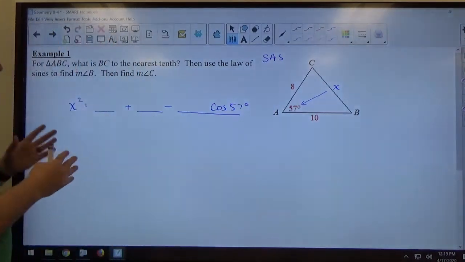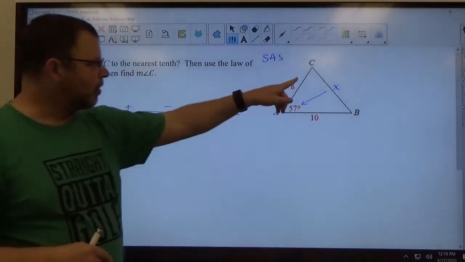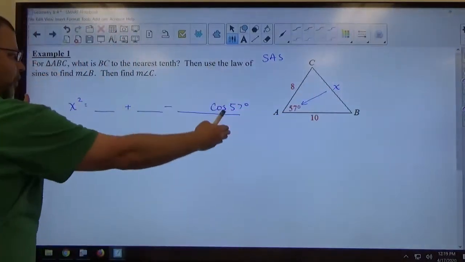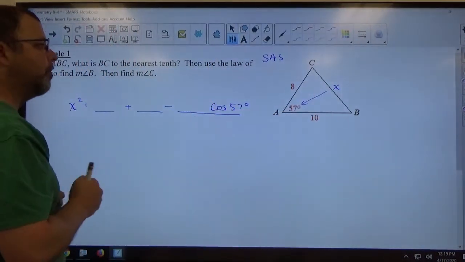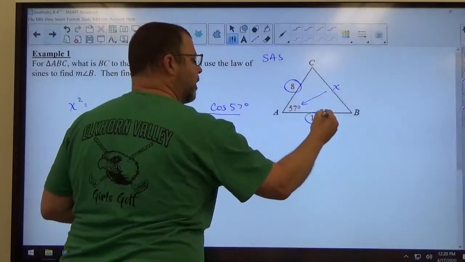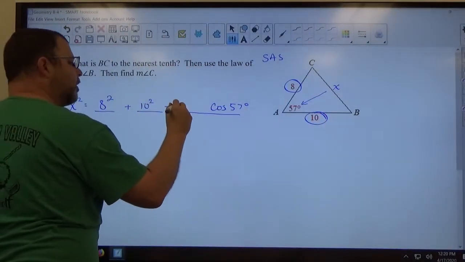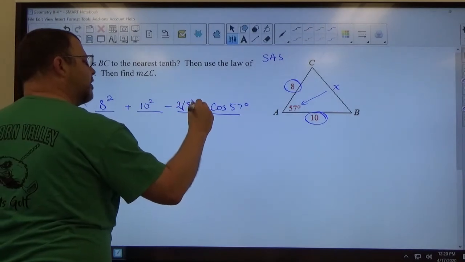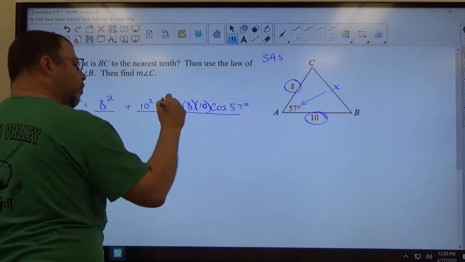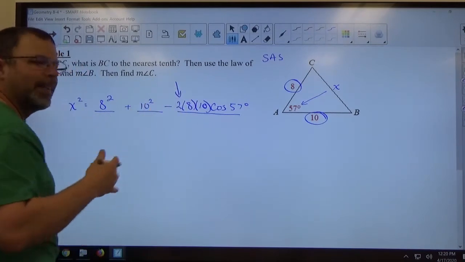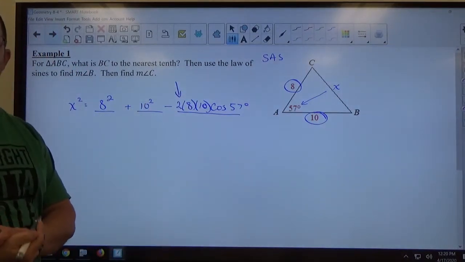All right, so again, you can establish that once you've established this angle is one I've got to use, that side's opposite the angle, those two things go there. The other two things are 8 and 10. 8 squared goes here, 10 squared goes here, 2 times 8 times 10 goes here. One part people tend to mess up on in the law of cosines here is this 2. That's just part of the formula. It's there every single time.